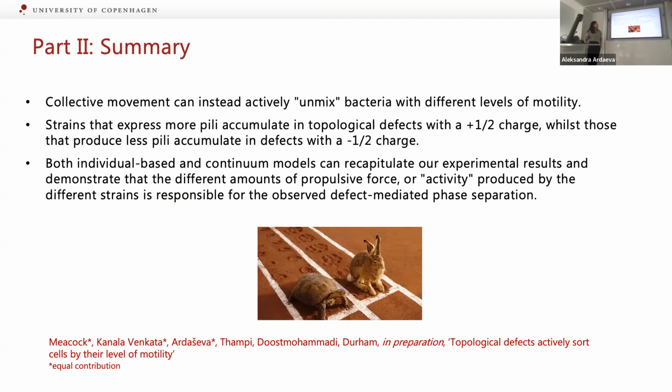To summarize, this was an example of a very interdisciplinary project we're doing. We showed that this difference in motilities promotes the unmixing between different bacteria strains. We saw that plus half defects are enriched with more active strains, whereas minus halves are enriched with less active strains. And we developed two types of models that were able to capture what we saw experimentally and give us some kind of explanation of why we observe these differences between the topological defects. This is currently what we are writing up.